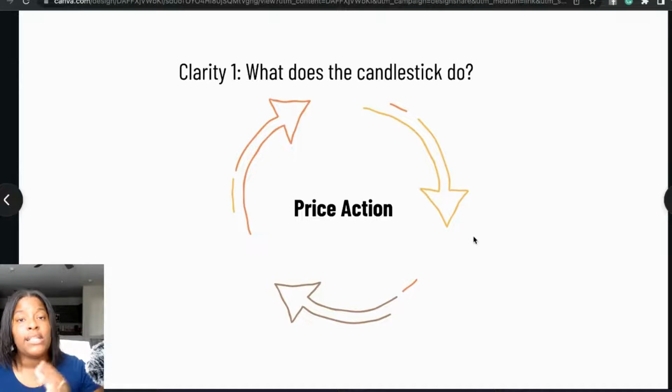Okay? So let's do three clarities. I like to do three C's here. My favorite number is three, you guys. I'm a triplet, and so I love everything that comes in threes. Okay? Now, we've got to break down what a candlestick does. What is it to you? What is it when you're looking at a price chart?